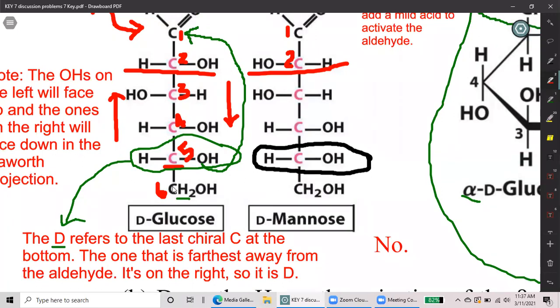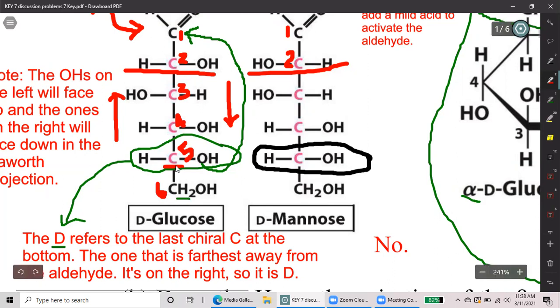So it is attached to 4 different groups. This carbon right here has 2 hydrogens. So it has like a pair of twins. And that means that it is not a chiral carbon. So that's carbon number 6.